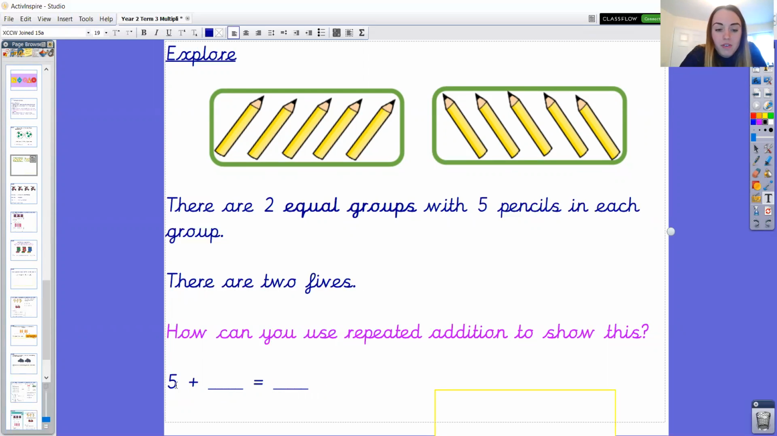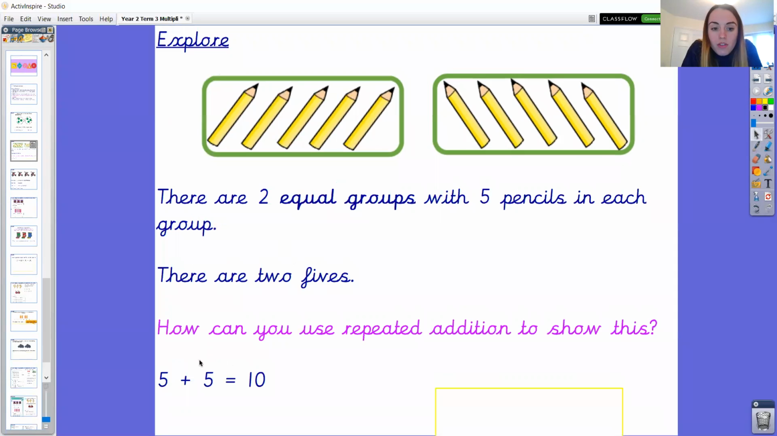So 5, add 5 equals, what does 5 add 5 equal? What is the whole amount in the picture? Brilliant, well done. There are 10 pencils altogether. So we know 5 add 5 equals 10.